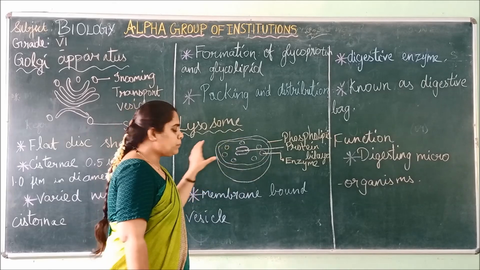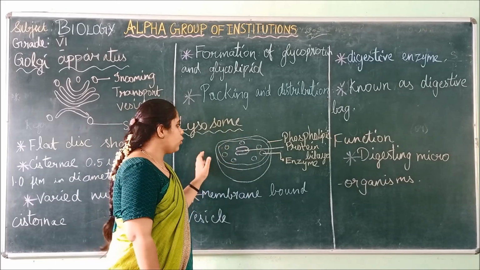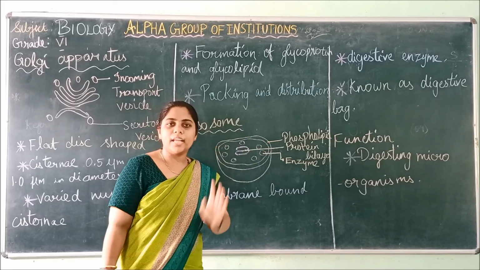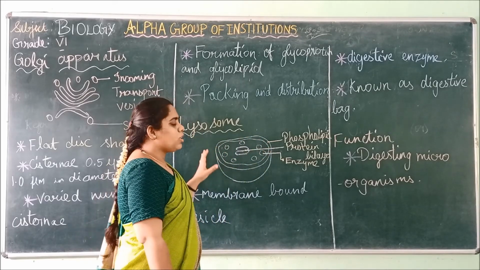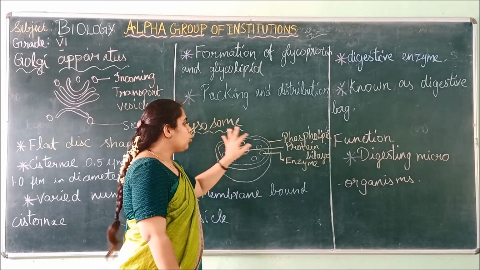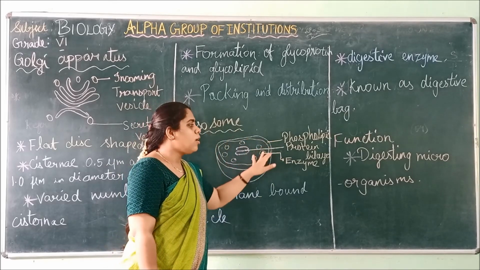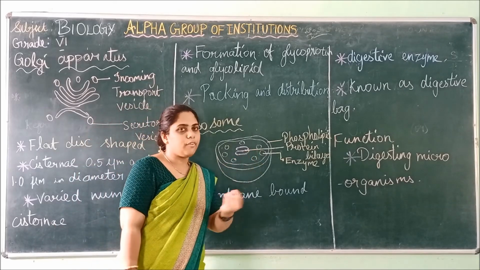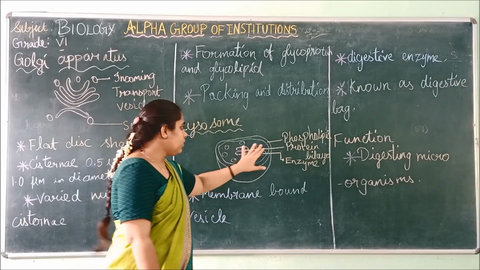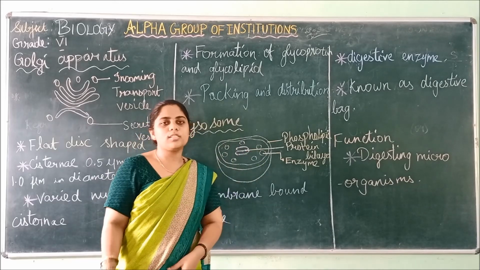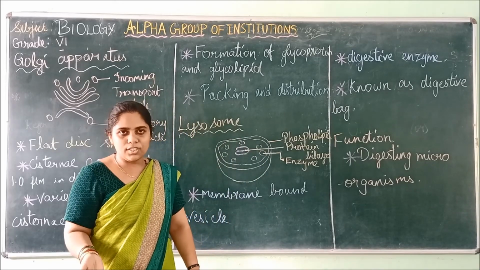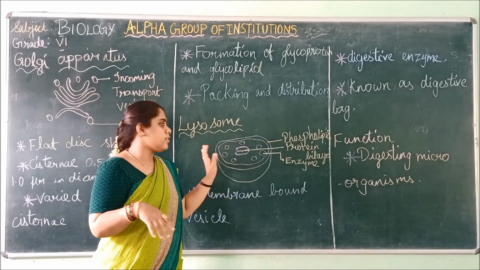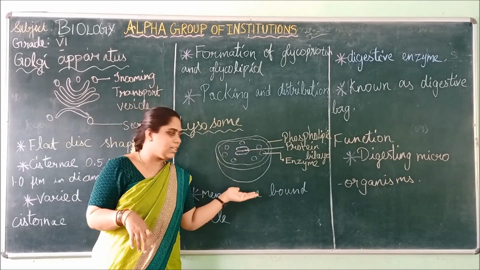You can see the structure of the lysosome. There is a two-layer phospholipid, like the plasma membrane. Here also in the lysosome there is a two-lipid layer, the phospholipid layer, and in the center you can find some proteins and around it some enzymes. Those enzymes are nothing but the digestive enzymes. To digest the food, these enzymes are present. So this is the structure of the lysosome.